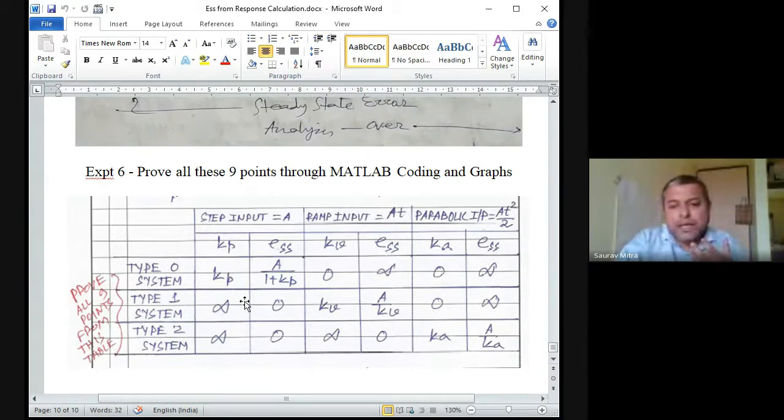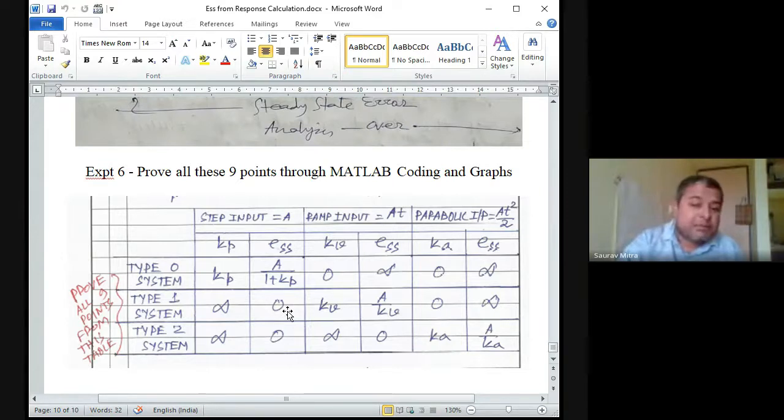So we have done one type of system and found its response for all three inputs, that is step, ramp and parabolic. This is very important because here the steady state error is going to have some finite value. Second, type 1 system, if the input is a step, in that case we'll be finding that the steady state error is 0. This table is very important.